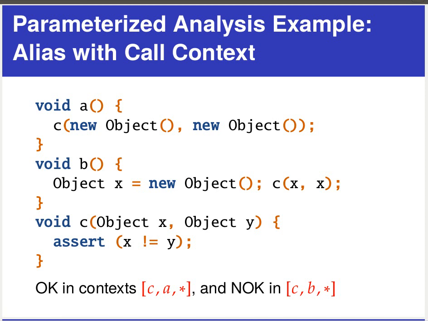In this example we are interested in whether the arguments of the function c are aliased or not, and the answer is of course that it depends from where the function c is called. When it's called from a, the assertion is not violated. The two variables x and y do point to different objects, but if c is called from b, then the assertion is violated. So whether the assertion is violated or not depends on the context.